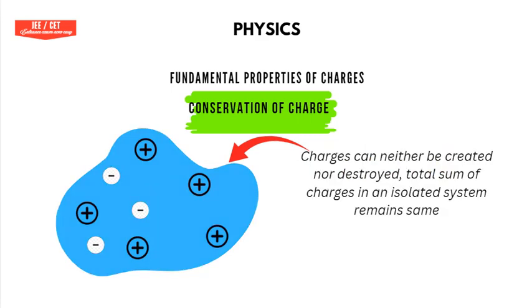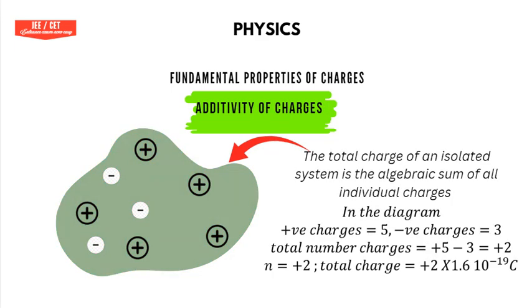Fourth property is conservation of charge. The total charge in an isolated system remains constant. Charges can be transferred from one object to another, but they cannot be created or destroyed. Fifth property is additivity of charge. The total charge of a system is the algebraic sum of all individual charges in the system. For example, if you have charges Q1, Q2 and Q3, the total charge Q is equal to Q1 plus Q2 plus Q3.